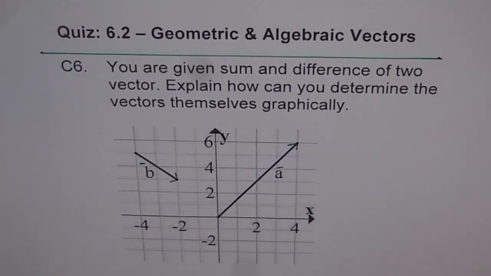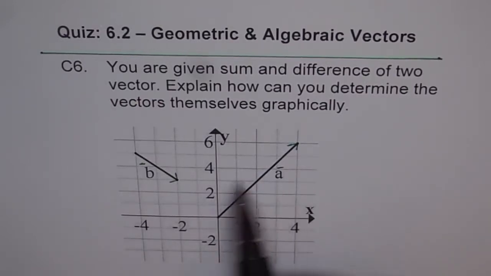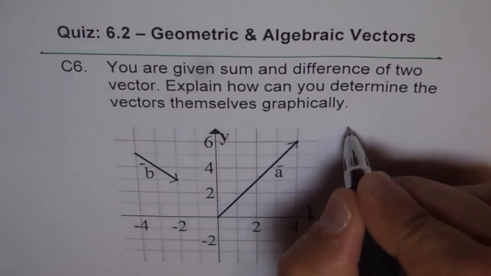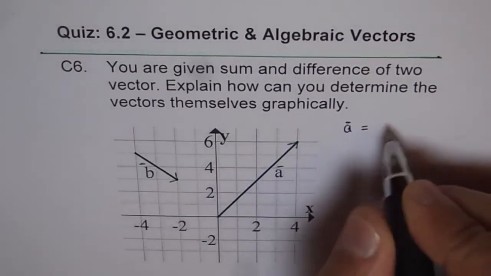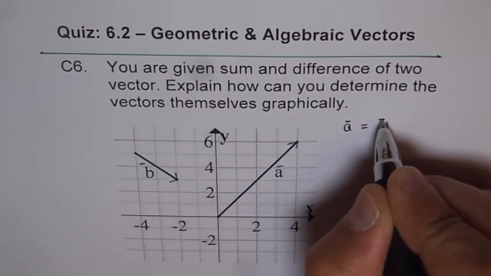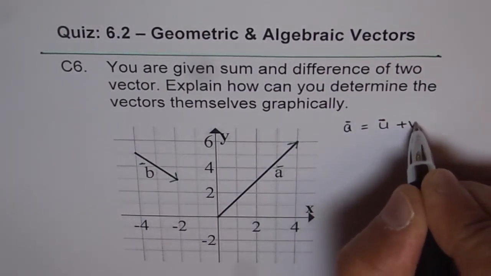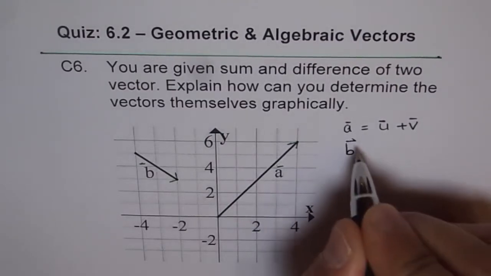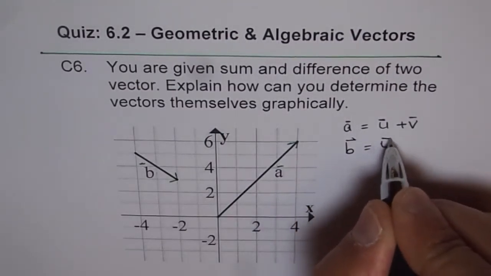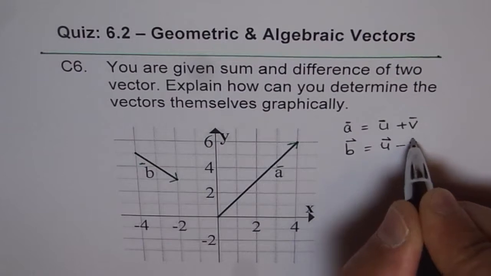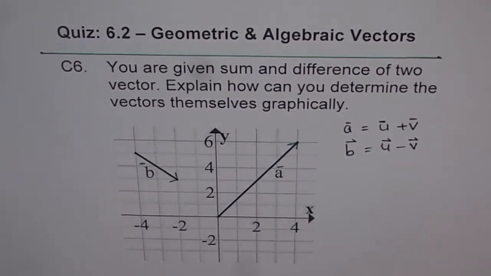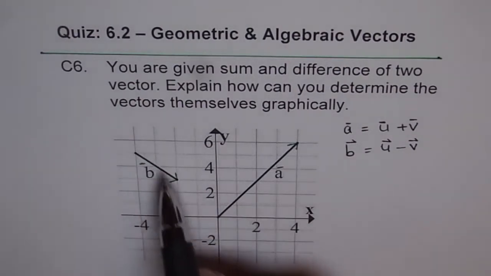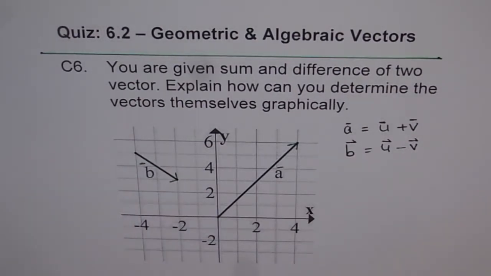So what we have done here is we have given you a grid, and here there are two vectors A and B. Let us say the vector A is equal to the sum of two vectors, let's say vector U plus vector V, right? And let's say vector B is the difference of two vectors, U minus V, right? So that is given to you. That is, vector A is the sum of two vectors and vector B is the difference of two vectors.